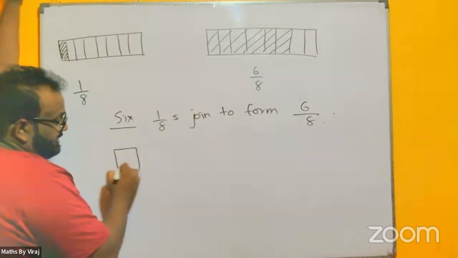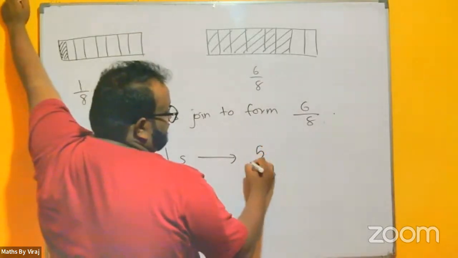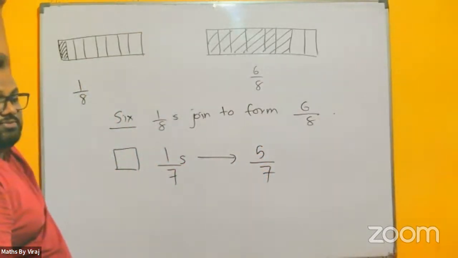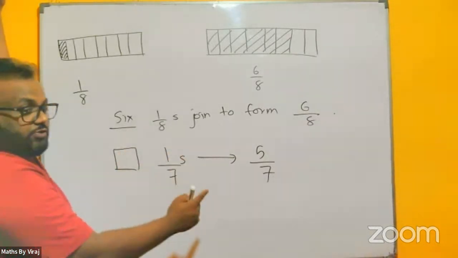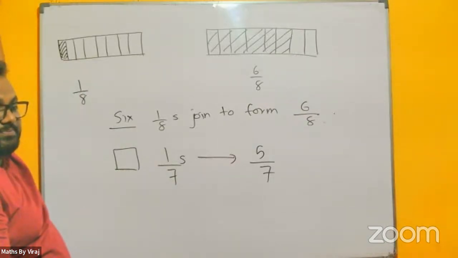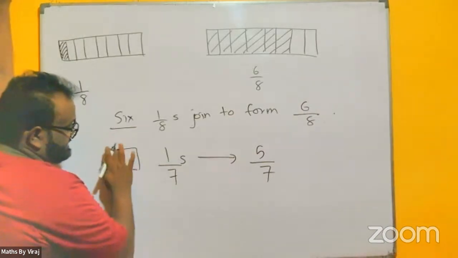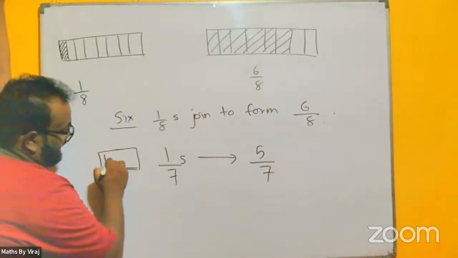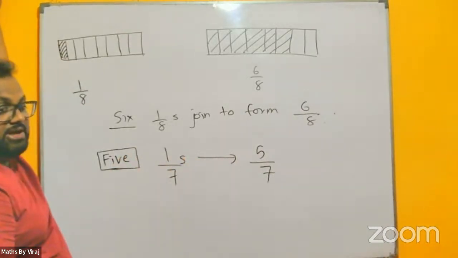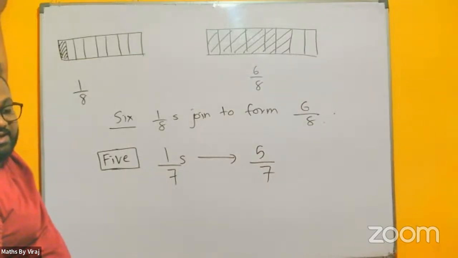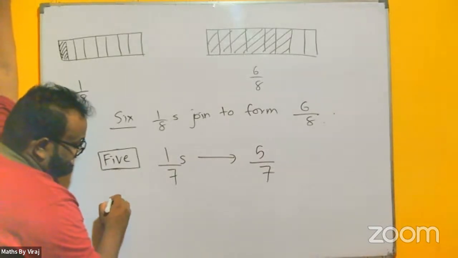How many 1 over 7s join to form 5 over 7? Tell me now. How many 1 over 7s join to form 5 over 7? 5. What is the answer now? 5. 5 1 over 7s join to form 5 over 7. Is that clear? Right. Now tell me this.